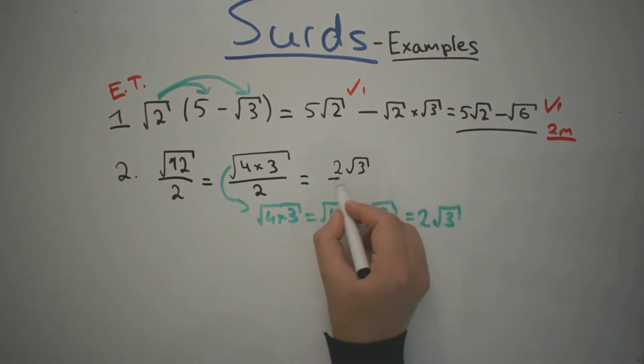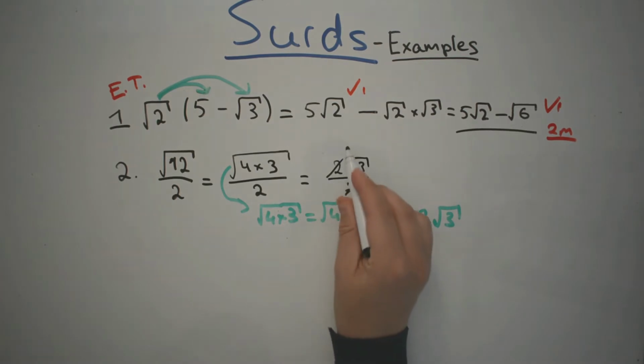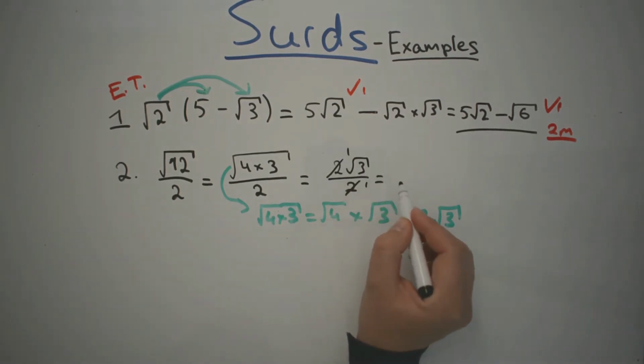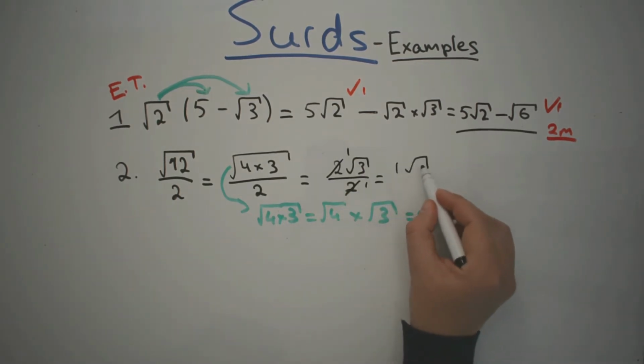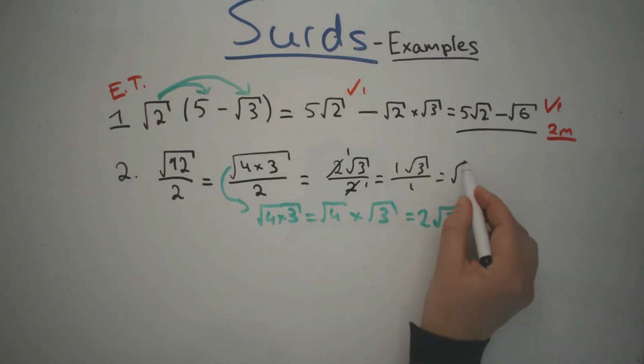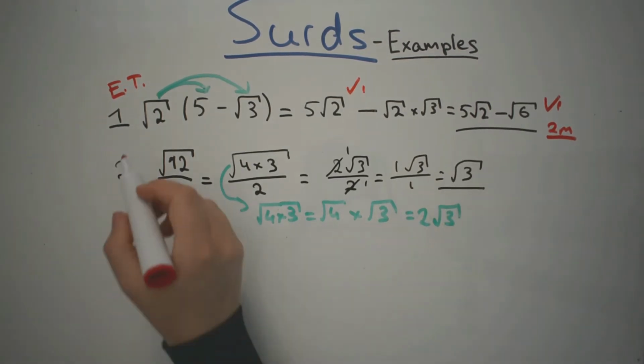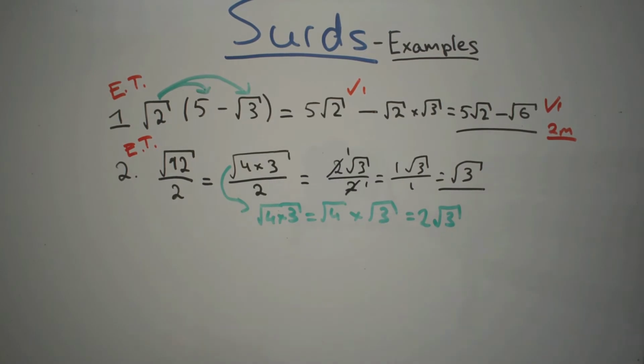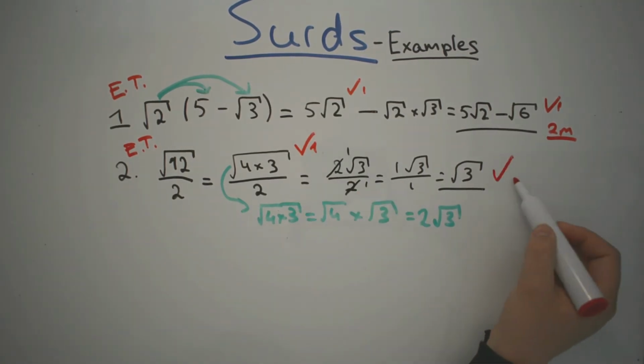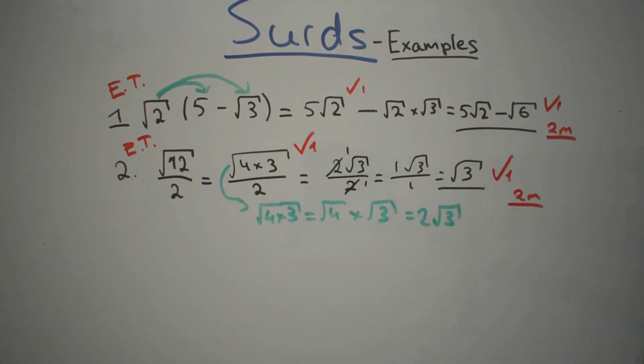So numerator simplifies as 2 square root of 3, which then simplifies with the denominator, and we are only left with 1 times root 3 over 1, which is simply square root of 3. The exam techniques, you will get a mark for simplifying our numerator and then getting the final answer.